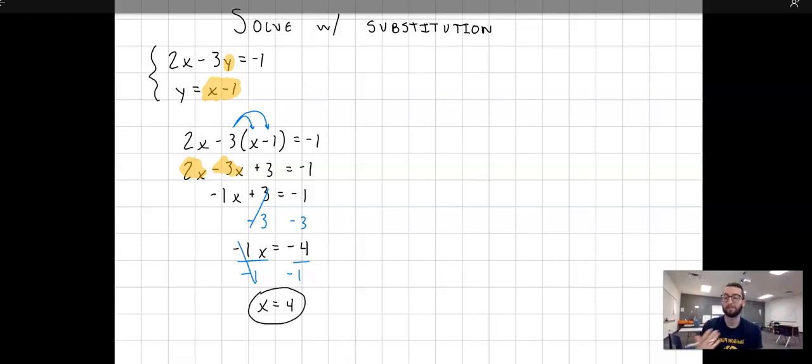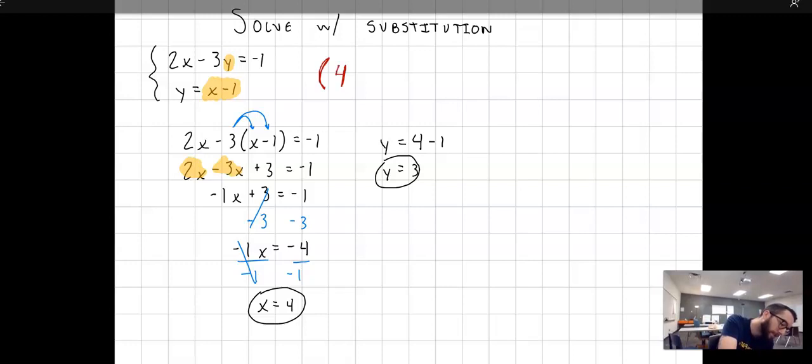So that's x, but we still have to solve for y. Once you know one, just plug it in. And you can plug it into either equation. I'm going to plug that 4 into the bottom equation because the bottom one just says x minus 1, whereas that top one is 2 times x minus 3 times y equals negative 1. It's more work. So I'm going to take my second equation, which is y equals x minus 1, but we said x is 4. So I'm going to do 4 minus 1. So that's easy. So y equals 3. So when you write your answer, since it's x and y, always write it as a coordinate point.